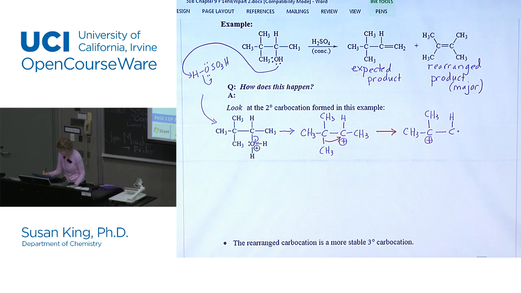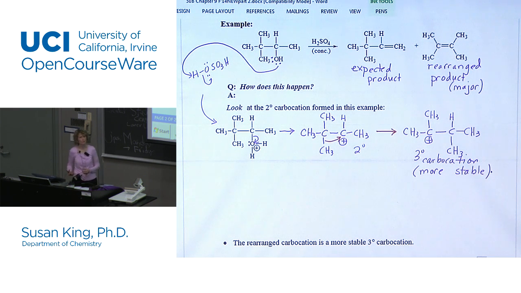So now the carbon on the right is no longer a carbocation. The carbon on the left is a carbocation. And you can see that what we've ended up doing here is we've gone from a secondary carbocation to a tertiary carbocation. And we know tertiary carbocations are more stable. So where we're going to see a lot of rearrangement is when we're making secondary carbocations. And if the secondary carbocation can rearrange to a tertiary, it's going to happen. There's nothing you can do to stop it.